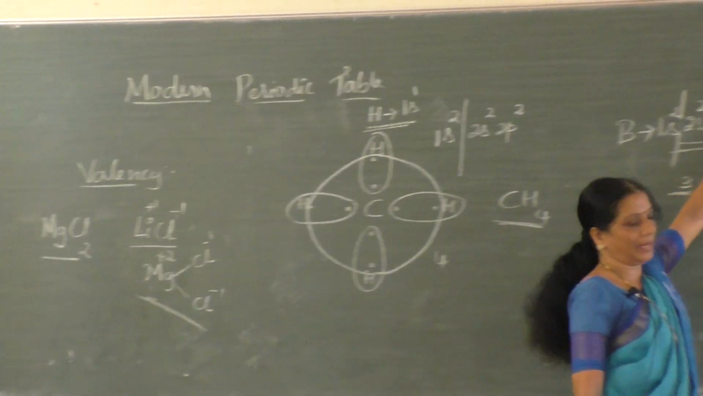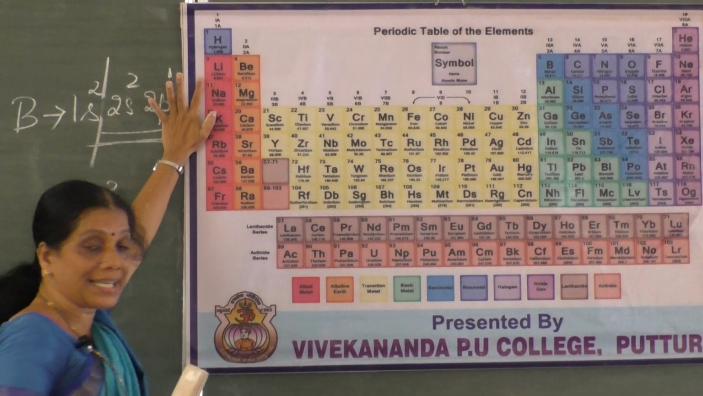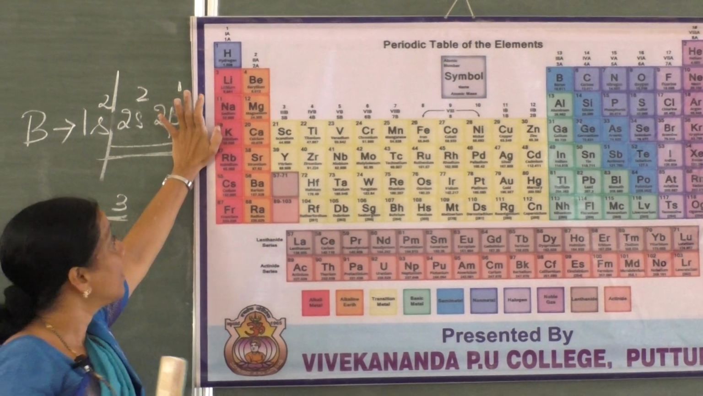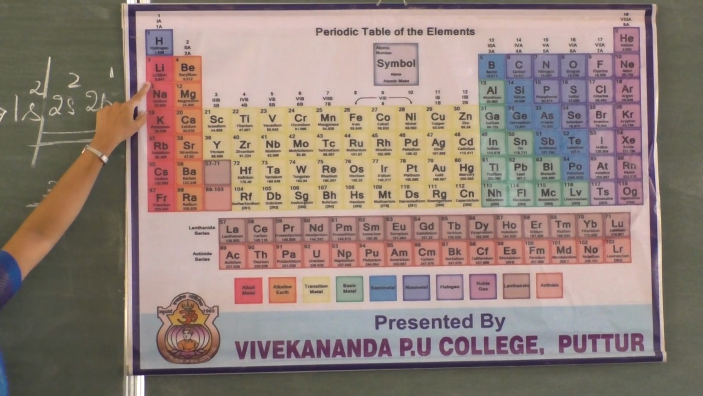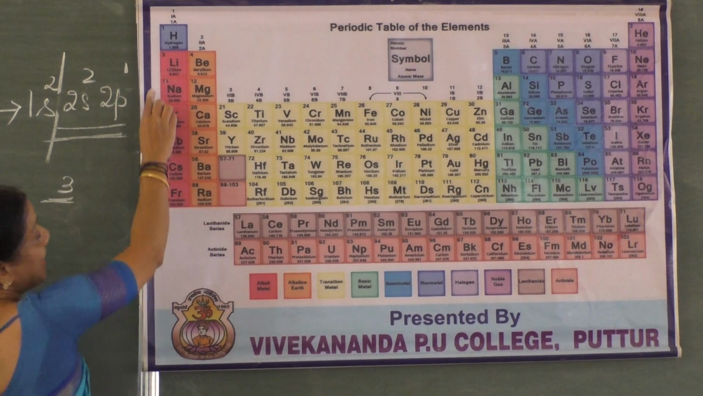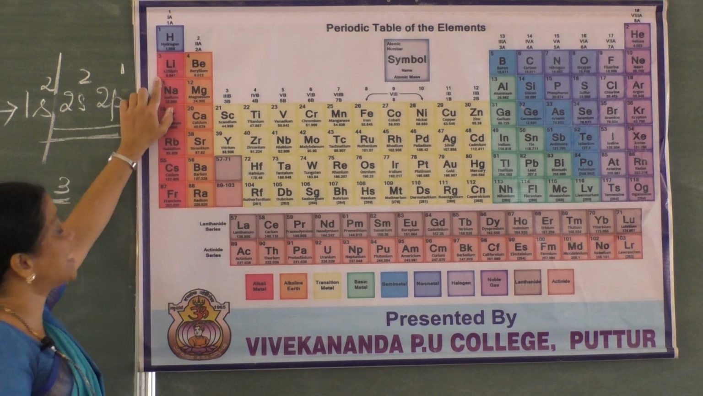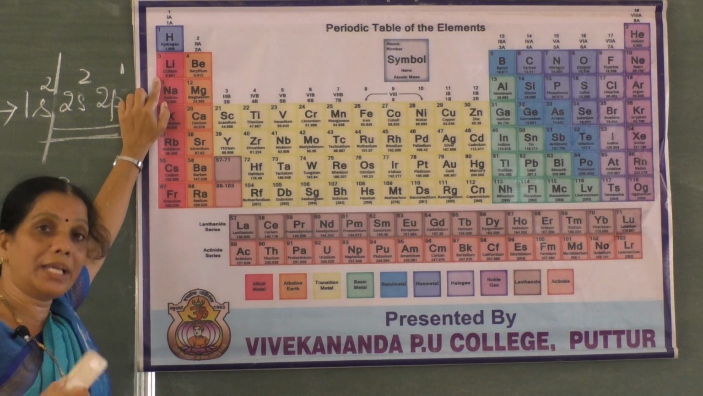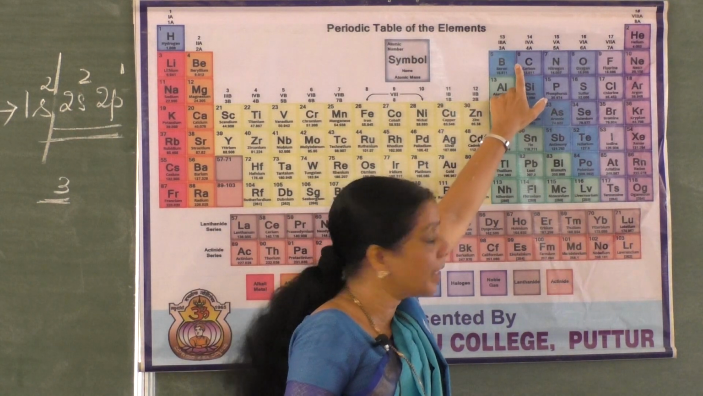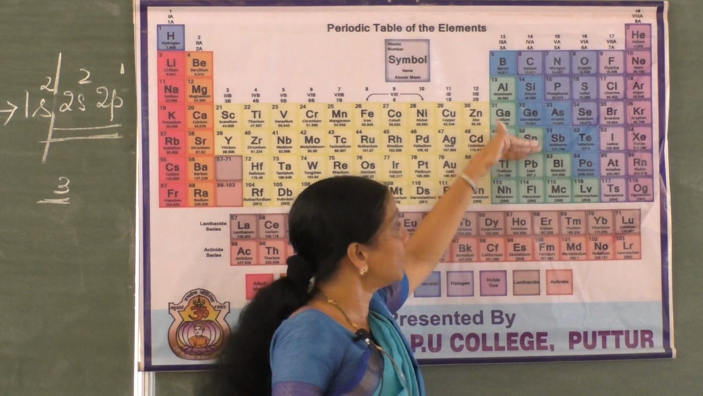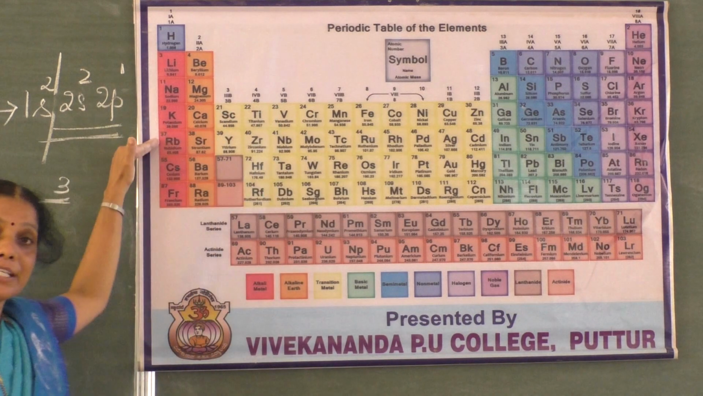Listen here, along the period, as we move from left to right, the valency of the elements goes on increasing, up to 4. Just see, up to 4. Any period you consider, similar cases exist. That is, up to 4, the valency of the elements goes on increasing.